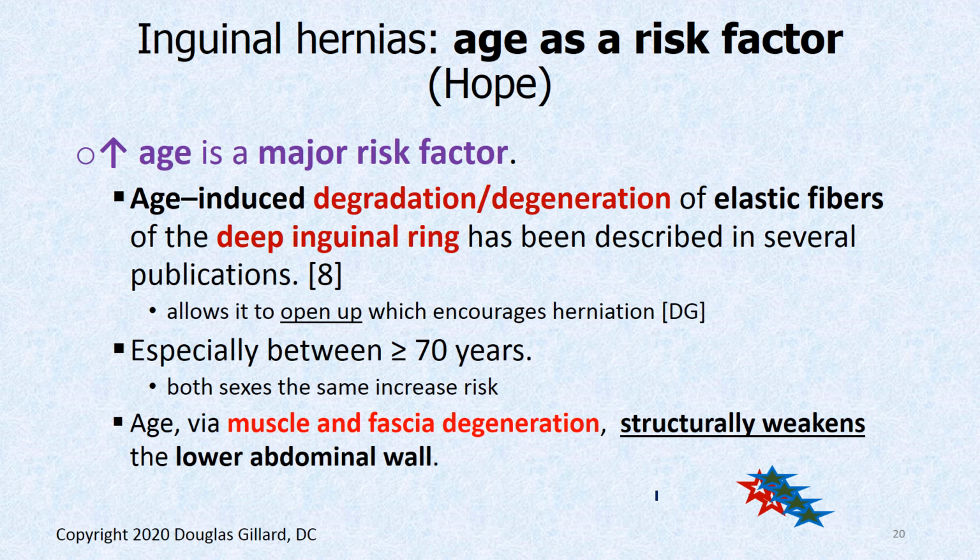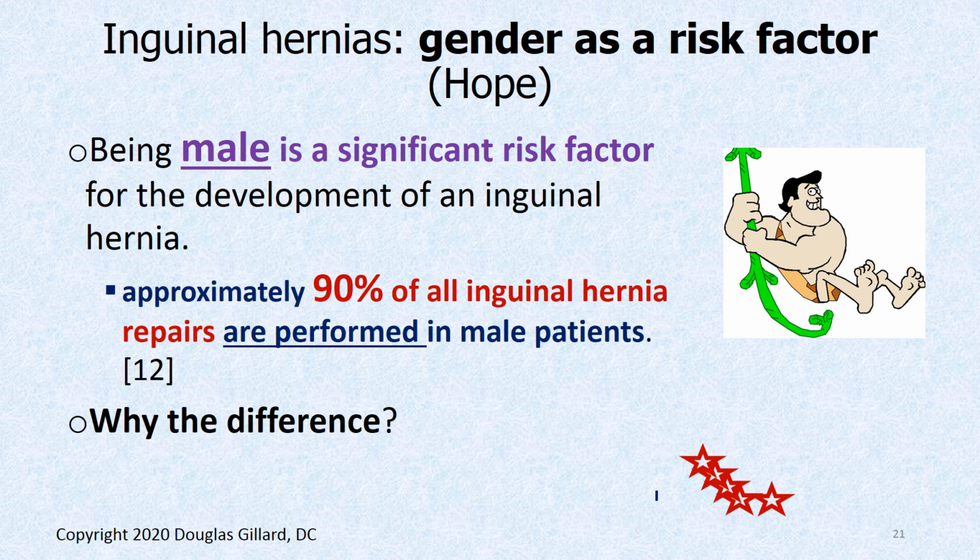What about age as a risk? Age is definitely a risk factor. The older you get, the more degenerated and degraded the elastic fibers and the collagen of the deep inguinal ring become, and it makes it more stretchy and more amenable to bowel getting sucked down inside there, especially in those greater than 70 years of age. And yeah, I said that already.